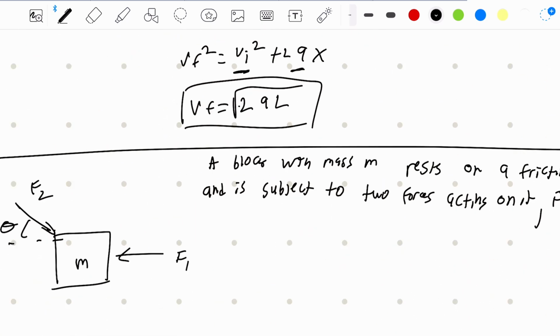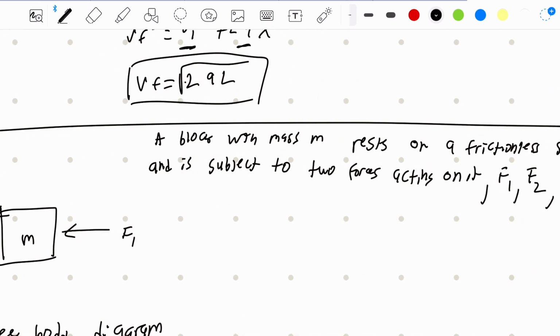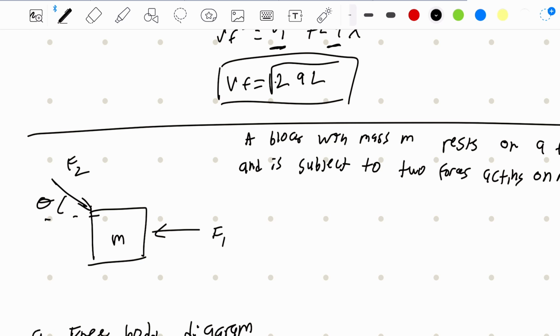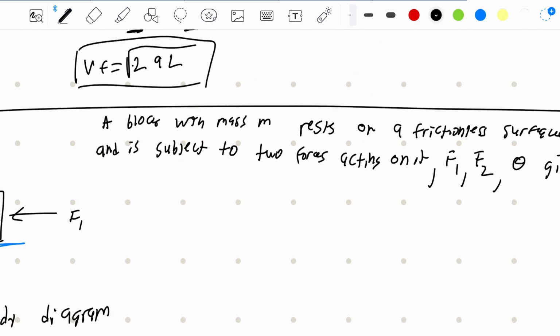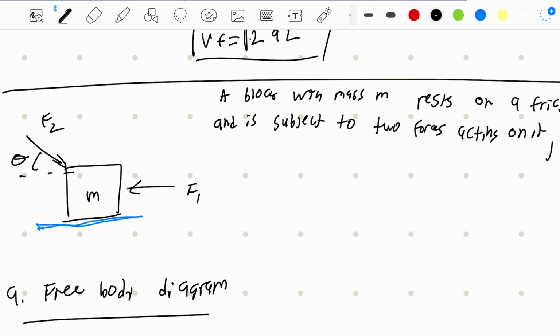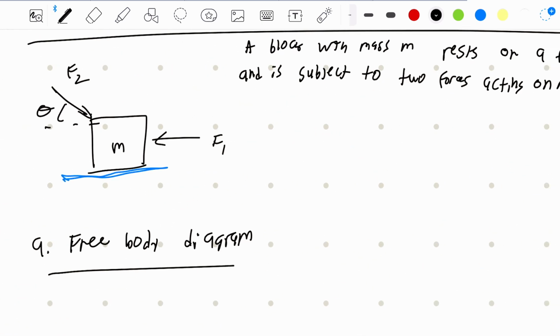All right, let's try it now with a block. So this block is sitting on some frictionless surface, which means that there's no forces on the ground here that are holding it in place. Think about this like ice. This is sitting on ice. It's very smooth. It can slide. There's nothing that would stop it from moving. Since it's on a frictionless surface and is subject to two forces acting on it, F1, F2, and theta, now it's asking for a free body diagram of this box.